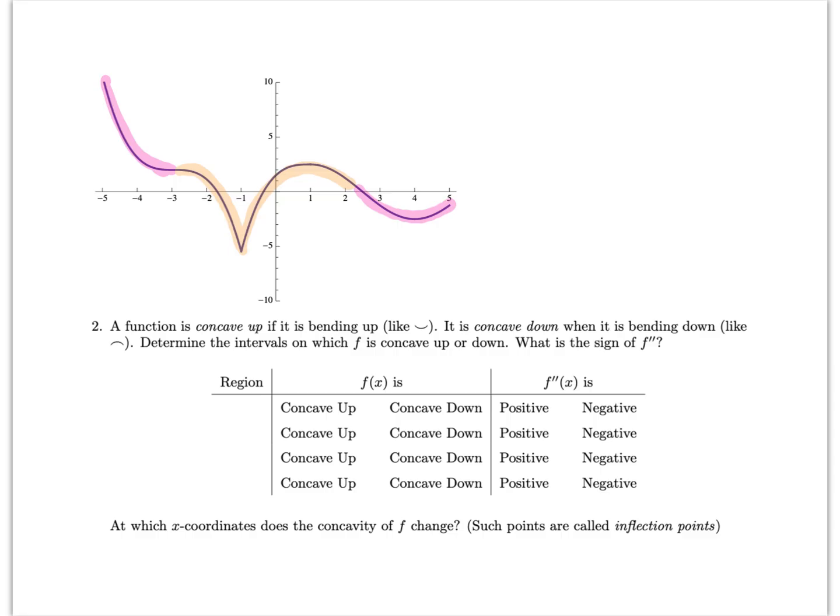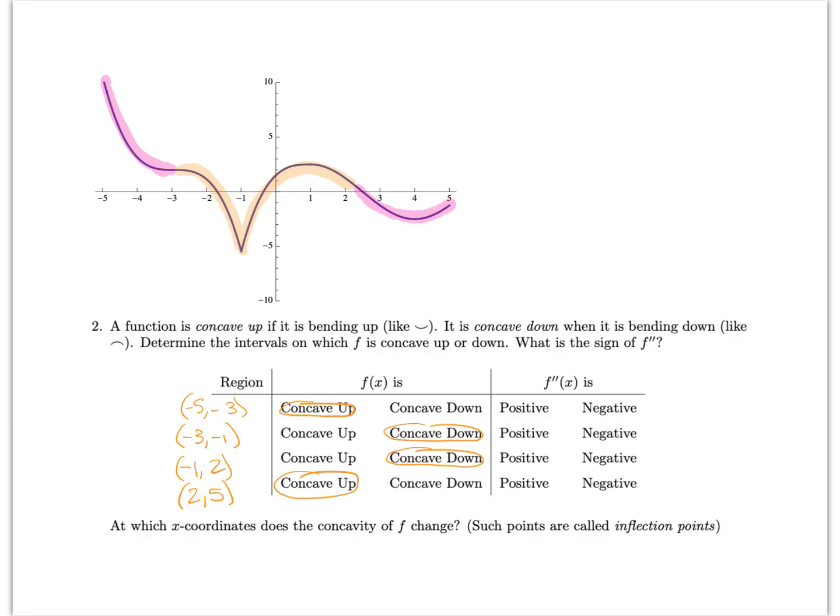Okay, so we need to mark the regions that are concave up and concave down. So the first region that's concave up is -5 to -3. And that is concave up. Okay, and then my next region, I'm going to say -3 to -1, concave down. -1 to 2, also concave down. And then 2 to 5, concave up.